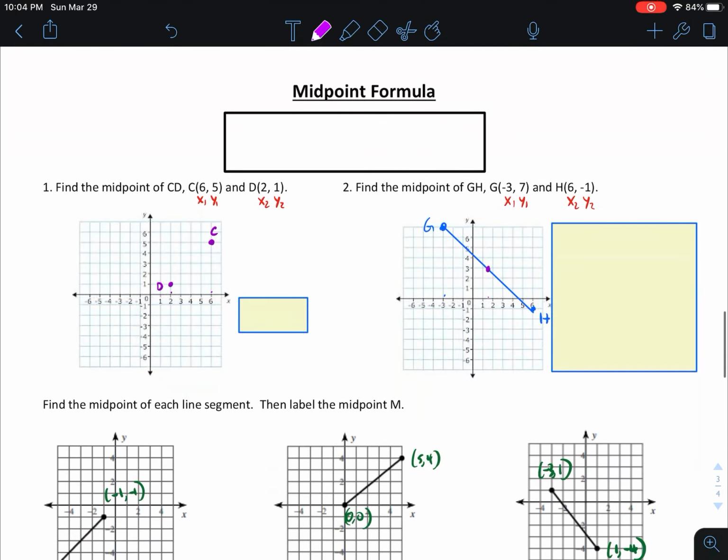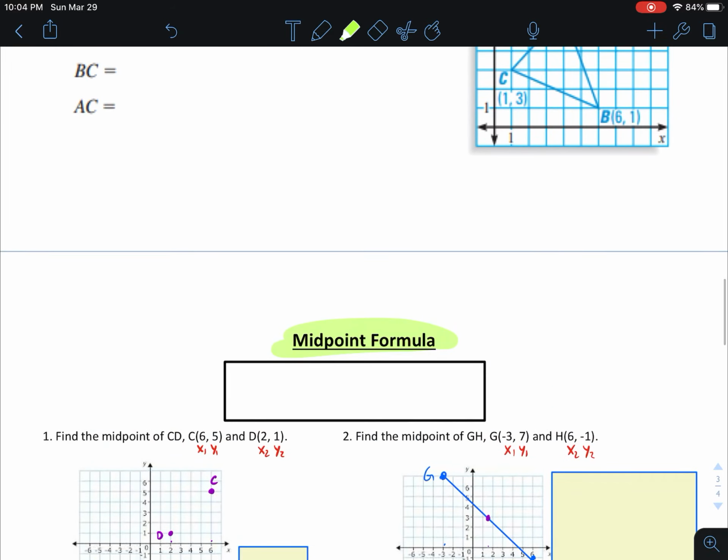Stay tuned for my next video, which will also be posted today, about midpoint formula. It's just as easy, if not easier, than distance formula. Instead of finding the distance between 2 points, you're trying to find the middle, the very center. The video for that will be forthcoming.